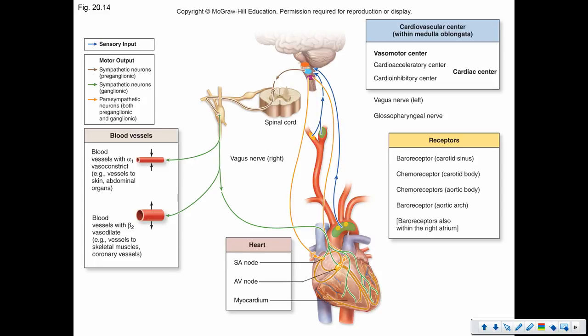The blood vessels with the beta 2 receptors are going to dilate and receive more blood during sympathetic stimulation. And then we see the opposite with the parasympathetic. With the parasympathetic, we'll see vasoconstriction for those top ones, and then we'll see vasodilation for the other ones.